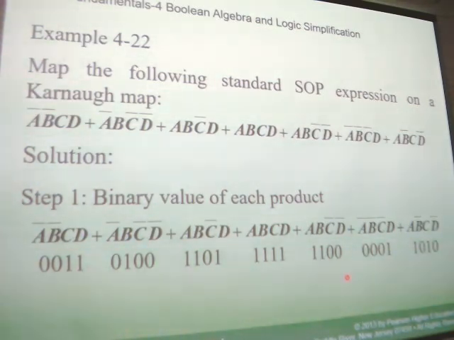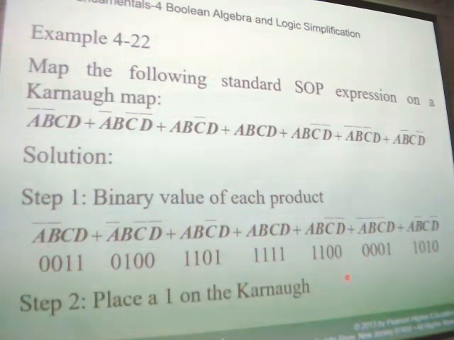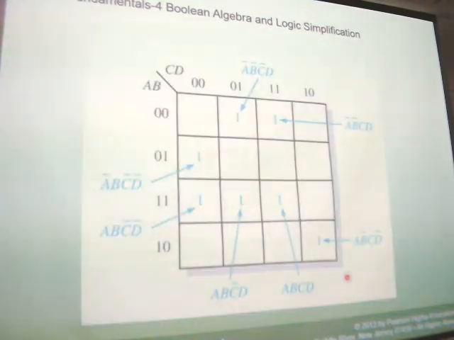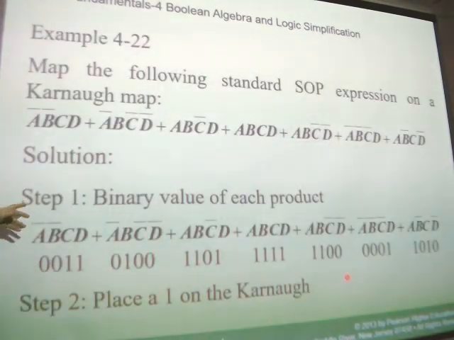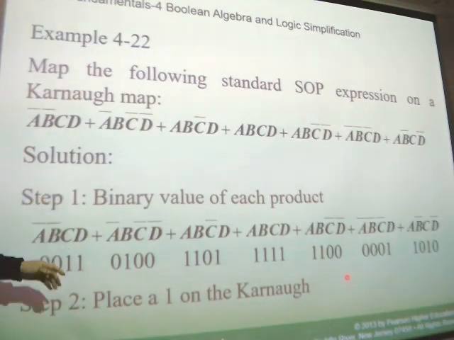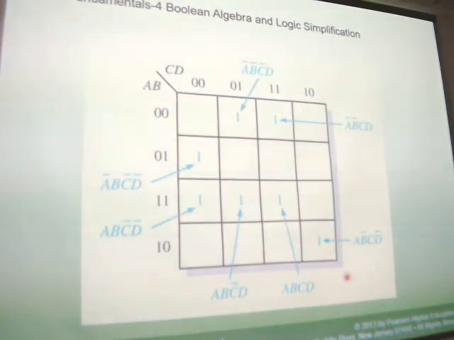And then place 1 on the Karnaugh map. Write down the 7 ones on the corresponding cells. So there are seven ones on the Karnaugh map, and the value of the other cells is 0.